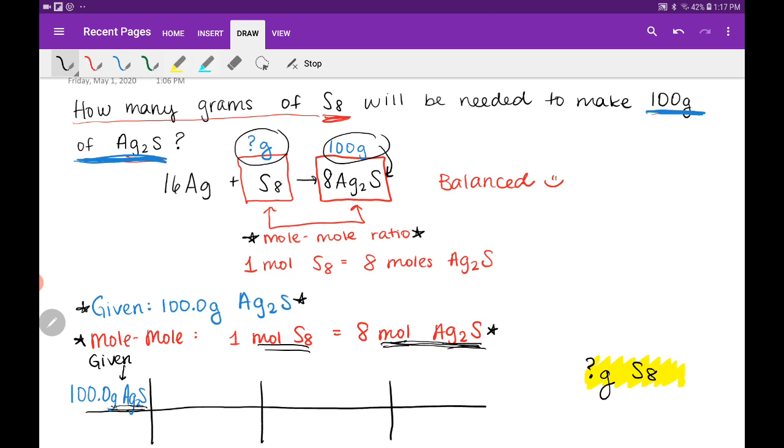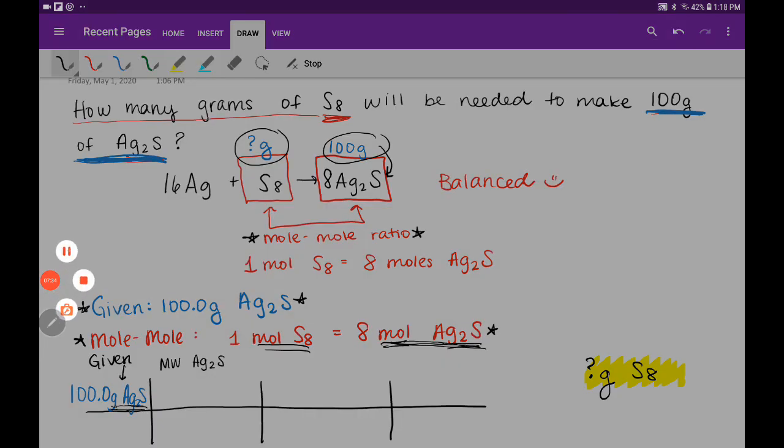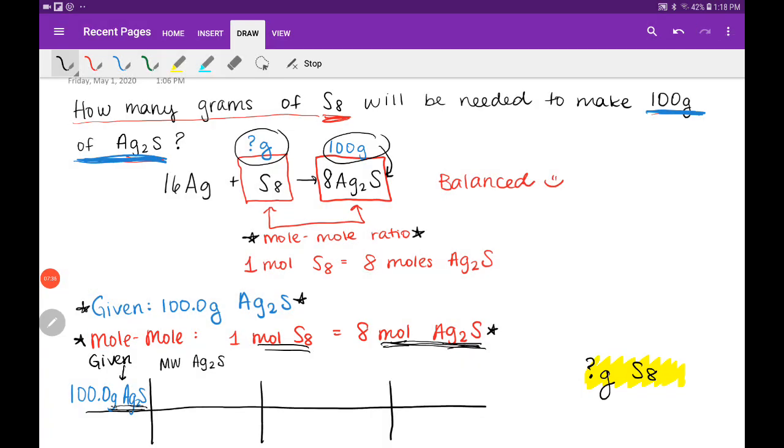And how do we do that? That's where we use the molecular weight of Ag2S. And the important thing to remember here is that the molecular weight is always going to be per 1 mole. And we can write that 1 mole on the top or 1 mole on the bottom. In this situation, if you're given grams, the 1 mole is always going to be on the top.